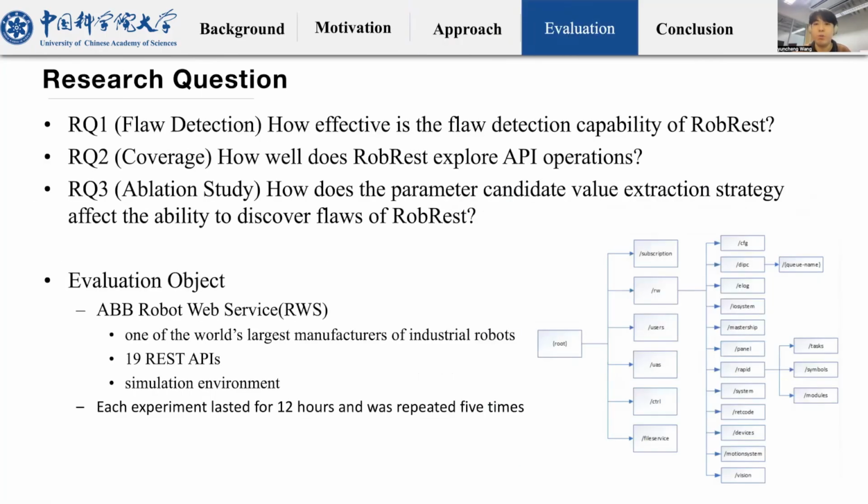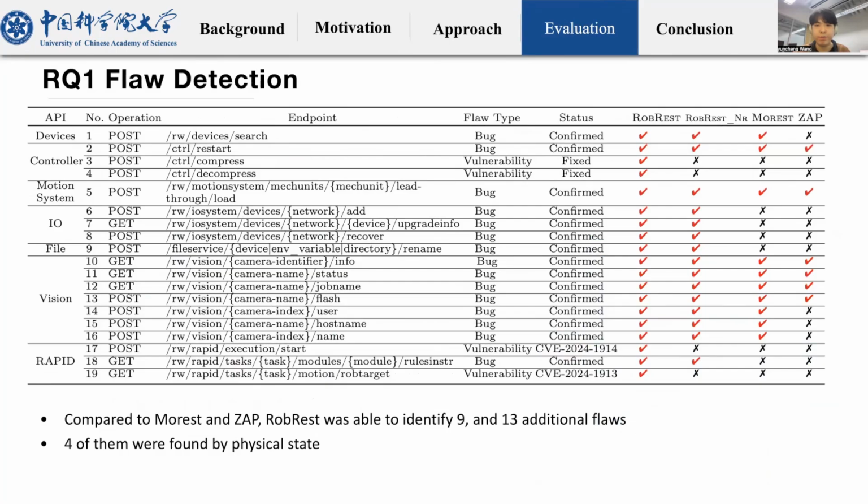To evaluate progress, we pose three key research questions. First, how much does RoboRest improve flaw detection efficiency compared to existing work? Second, how much does it improve API operation coverage compared to existing works? Third, how effective is our parameter candidate dictionary in detecting flaws? We conducted experiments on ABB's robot web service. Each experiment lasts for 12 hours and was repeated 5 times.